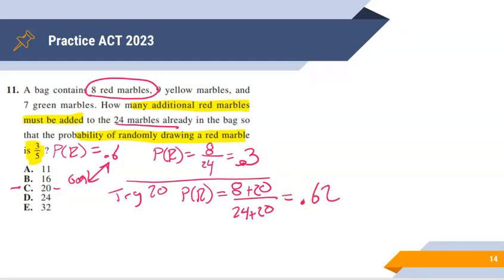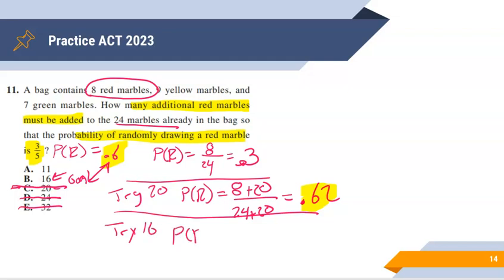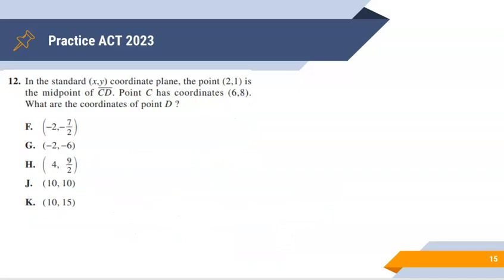0.62. Now notice 0.62 is bigger than we wanted, so we know 20 is too big. Well, that also means 24 and 32 are also too big. So let's try the next one here. Let's try 16. That means the probability of drawing a red marble would be there's 16 more reds and there's 16 more total. When we divide that out, we get 0.6, and that in fact is the answer. Okay, a little bit of work on this, but again, utilize those answers to figure out what the heck is going on.